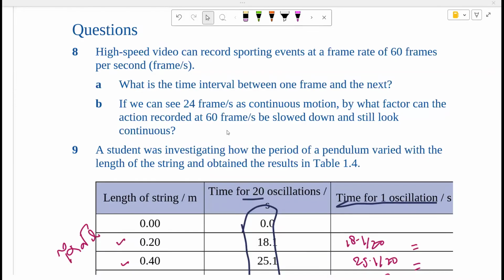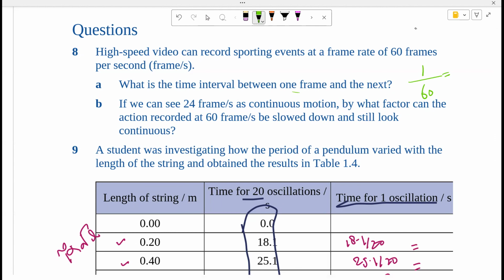Then in the next question they have said that a high speed video can record a sporting event at a frame rate of 60 frames per second. What is the time interval between one frame and the other? What formula will we use? 1 divided by 60. So what answer will we get?